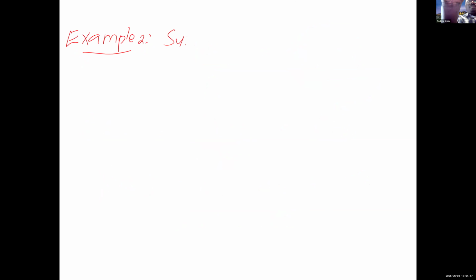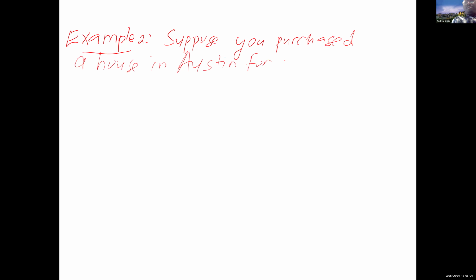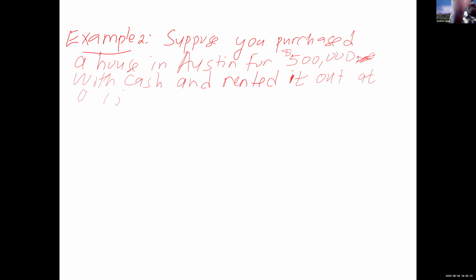You can say, suppose you purchase a house in Austin for $500,000, with cash, and rented it out at a monthly rent of, let's pick a number, $3,000.